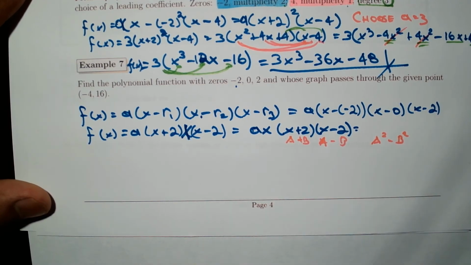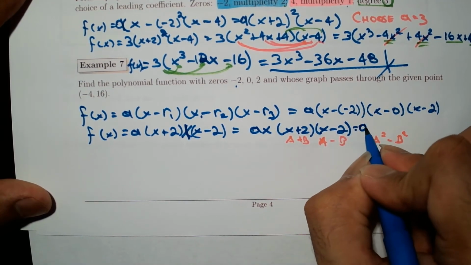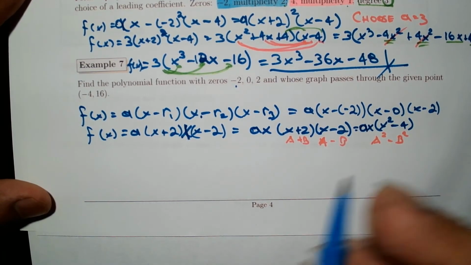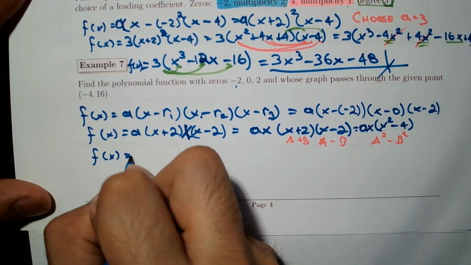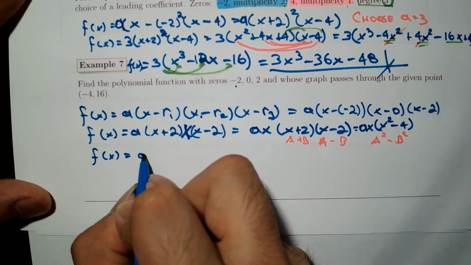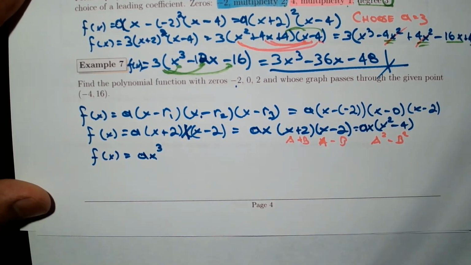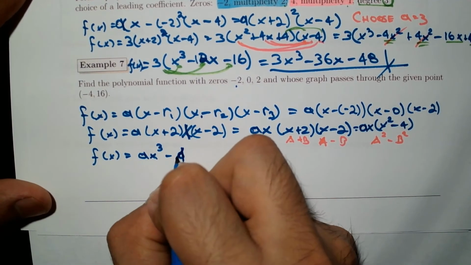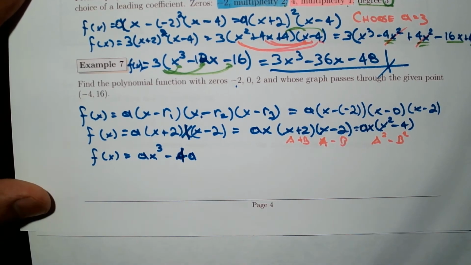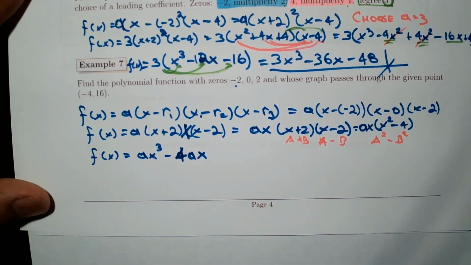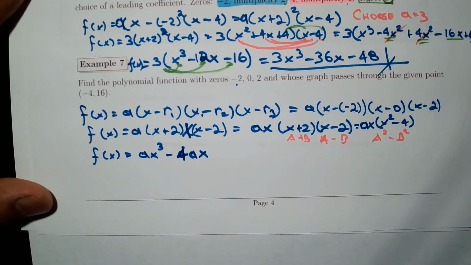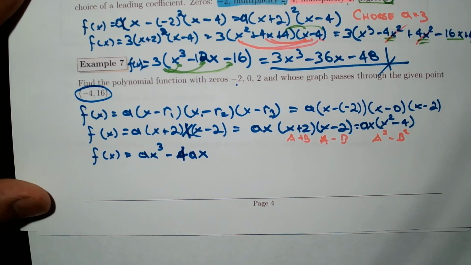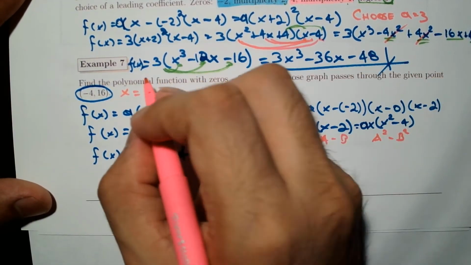However, if you want to spend some time foiling, it's fine. That's going to be ax times x squared minus 4, which will be ax cubed minus 4ax.